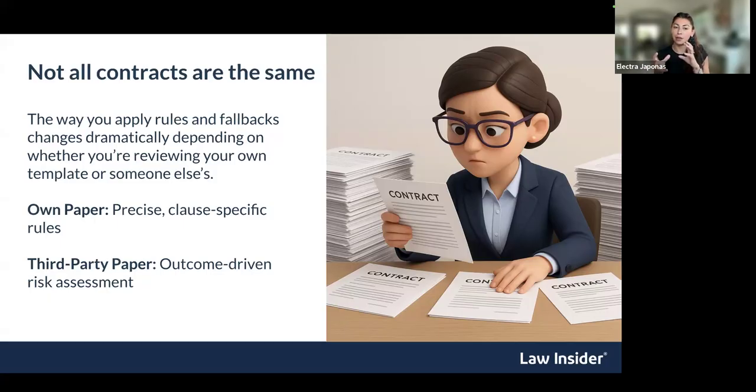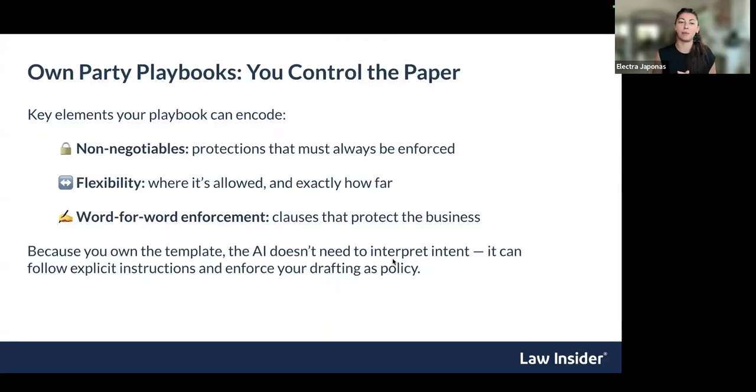But it's a very different beast to third-party paper, because with third-party paper, you do not control the language, but what you can control is the outcomes. So yes, there might be instances where you say, I need to have this clause drafted in exactly this way when it comes to this type of provision. But generally, what you're looking for in a third-party agreement is to ensure that the outcomes that it provides are aligned with your risk appetite. So it's a much more outcome-driven risk assessment rather than a language-specific assessment. Does that make sense? Let me know if that wasn't clear.